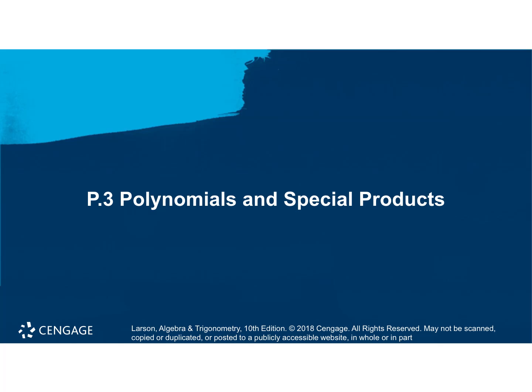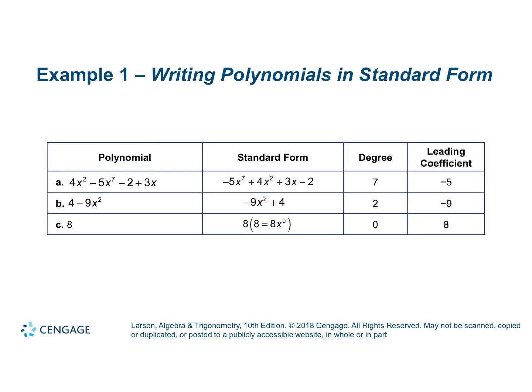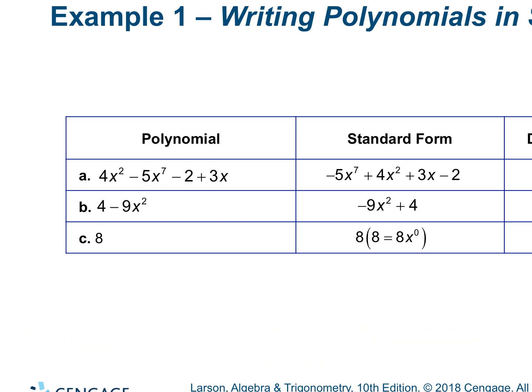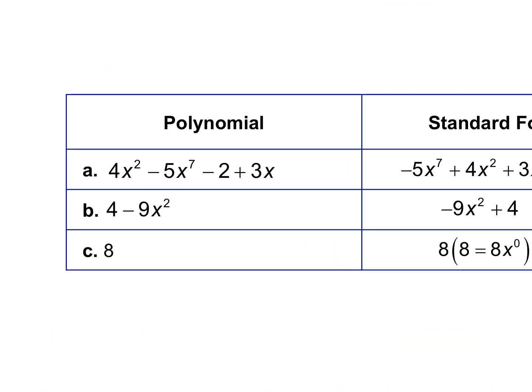Right, so P3, we're going to talk about polynomials and special products. So here are some examples of polynomials. The degree is the largest degree that you have. We write it in standard form by putting the largest degree first and then decreasing the degree from here.